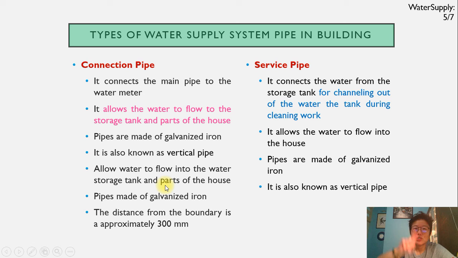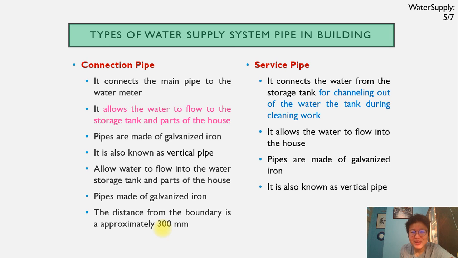Why? Because it can flow to the storage tank up in the upper level of your house, and the distance from the boundary is about 300 mm. So these pipes are actually coming from the main, so they are actually outside your property line. It's about a foot away from your property line. Within your compound, there should be a line there. So if you are doing some gardening work, be careful when you loosen the soil, because you don't want to hit it too hard and cause it to break or leak.